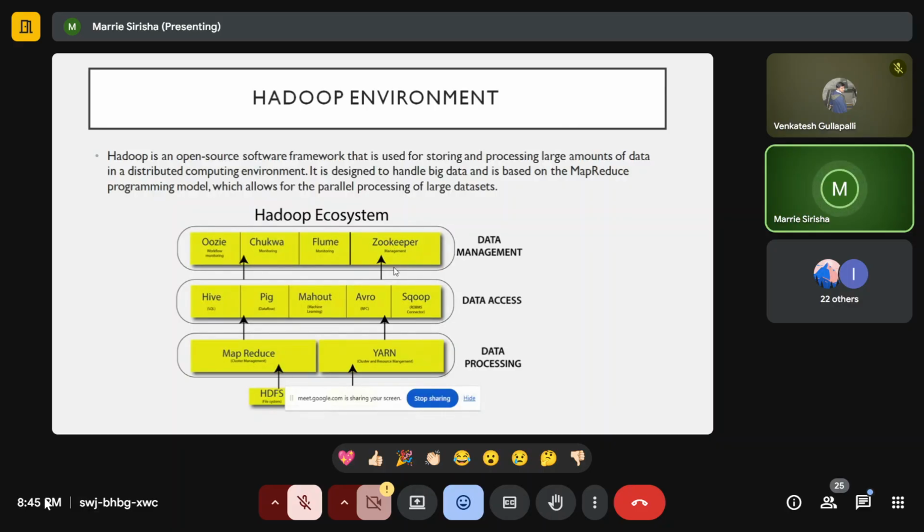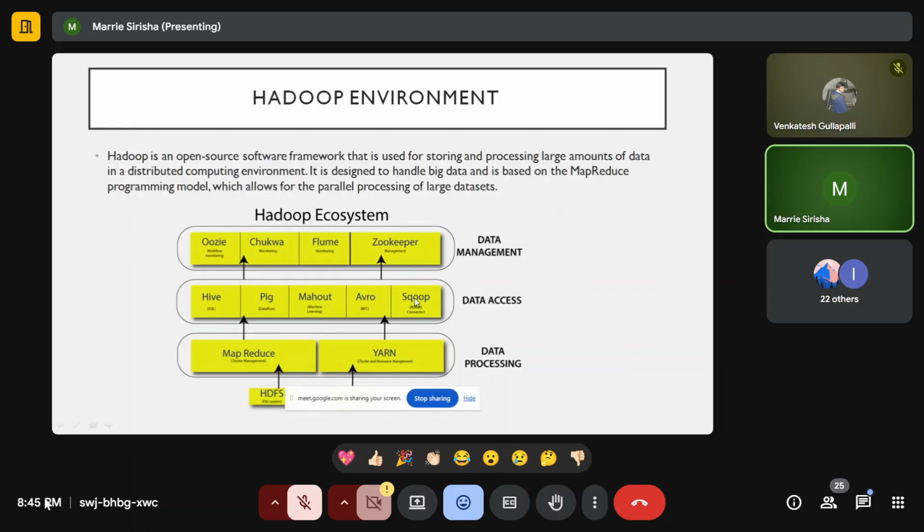So to handle that large amount of data, we need some framework, some programming model. For that, we are using Hadoop. It is designed to handle big data. It is based on the MapReduce programming model, which allows parallel processing of large data sets. MapReduce is another programming model. So just understand this Hadoop ecosystem. What are the components of Hadoop?